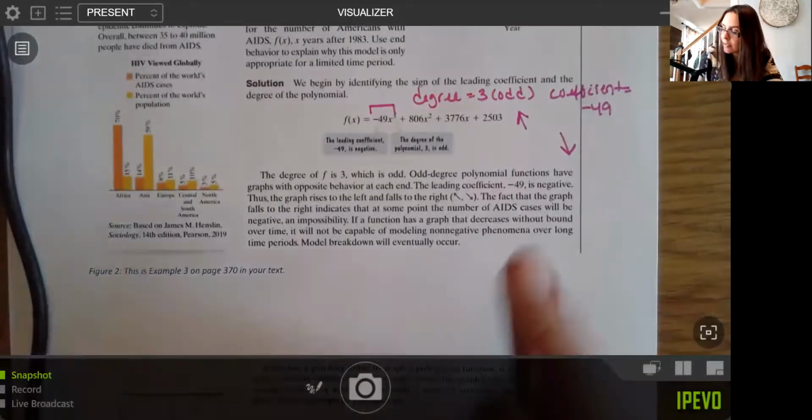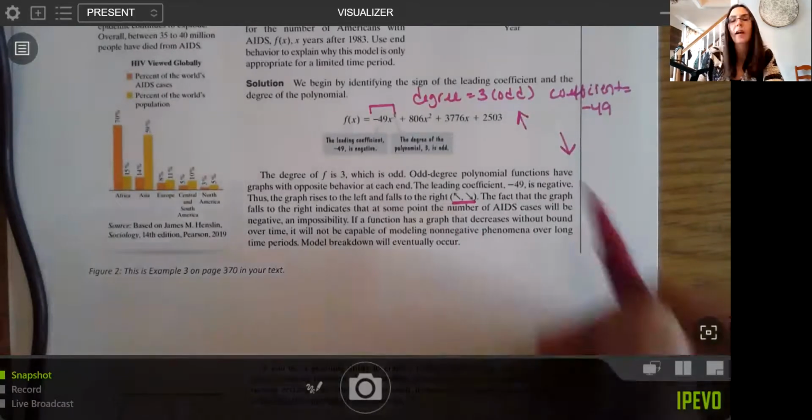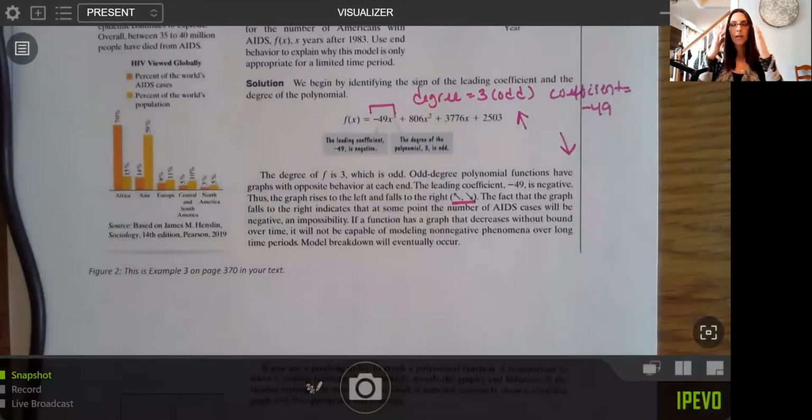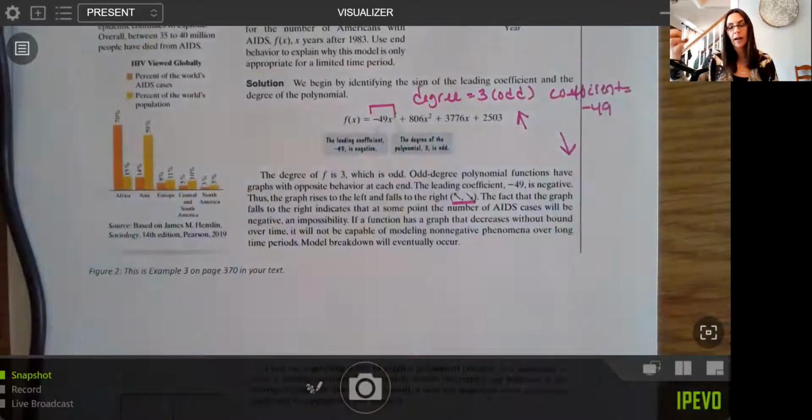Okay, and that's what your book is saying right here. Now, when we're falling on the right, you want to remember that with polynomial functions, they keep going forever, right? So all the examples that I've shown you so far, those ending behaviors continue forever in that direction. So this polynomial will continue falling forever and ever.